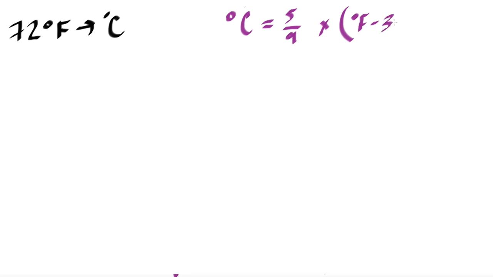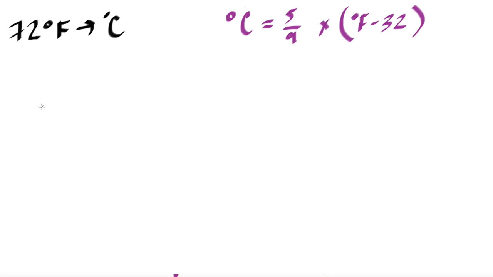Degrees Fahrenheit. So 72 degrees Fahrenheit to degrees Celsius. We're going to go to page 26 again. So we need to use a different formula this time. Degrees Celsius is equal to 5/9 times degrees Fahrenheit minus 32. Let me double check my formula. Everything looks good. 5/9.